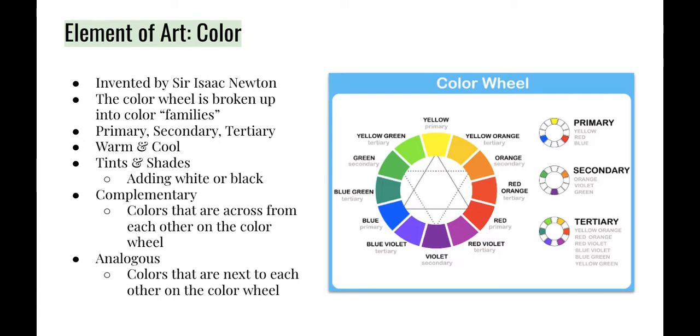There are color families such as primary, secondary, tertiary. There are warm and cool color families. There are tints and shades. If we take a look at the color wheel that's on the right, you'll see that we have primary colors, secondary colors, and tertiary colors.